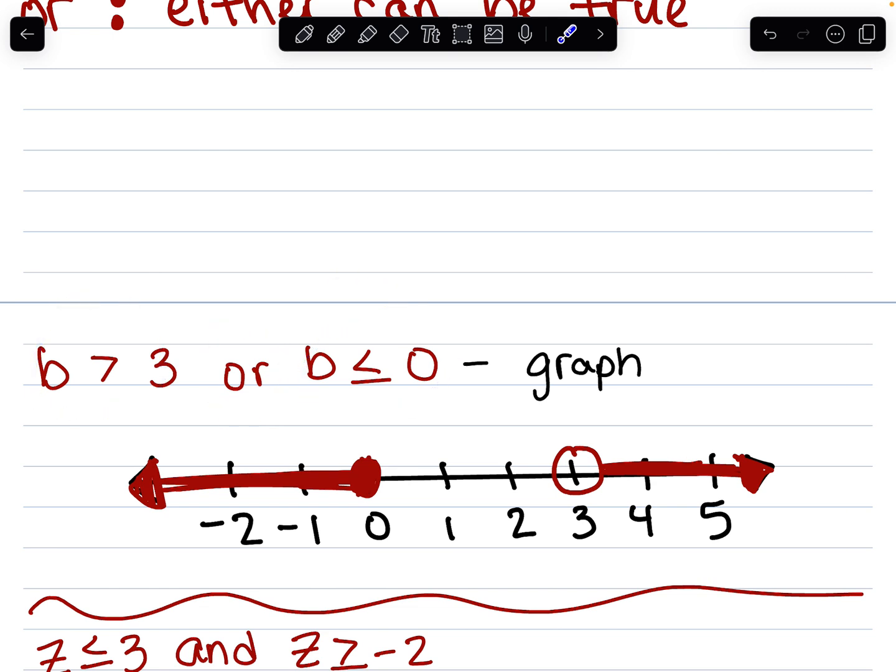What if instead of saying 1, you chose negative 1? Would negative 1 work? Yeah, because negative 1 is less than or equal to 0. And it's an or statement, so as long as it's true for one of them, then you're okay. All right?